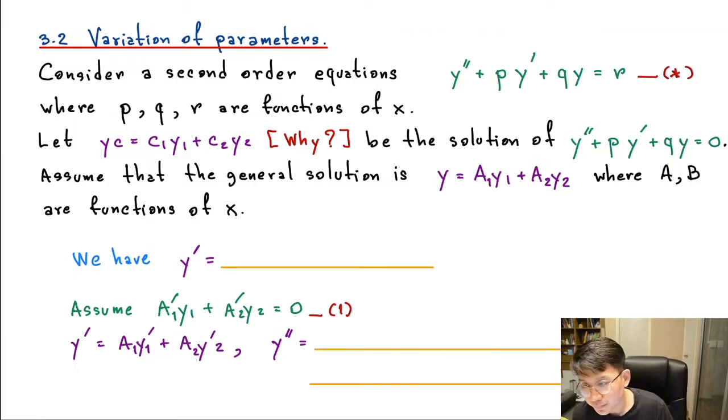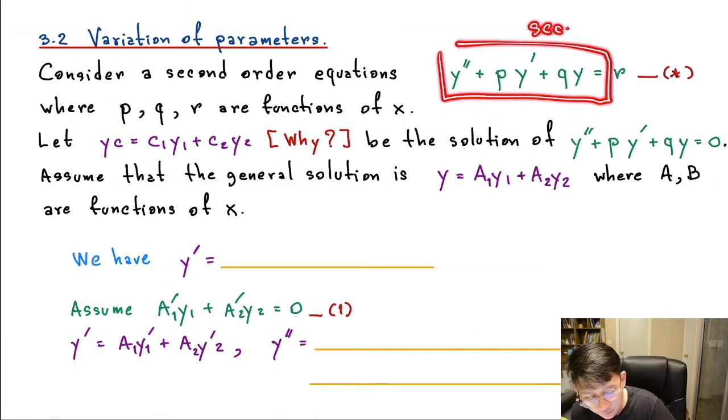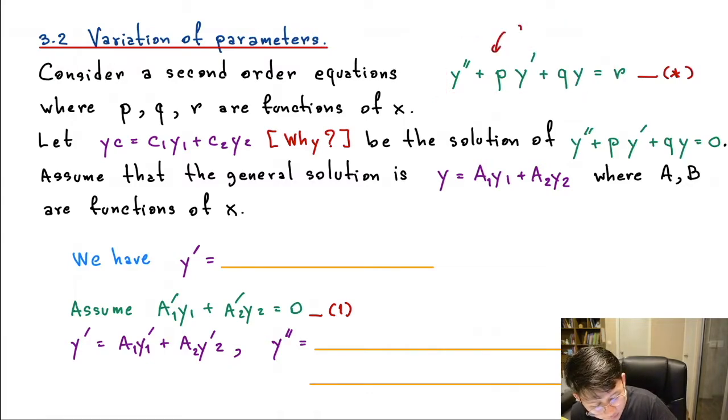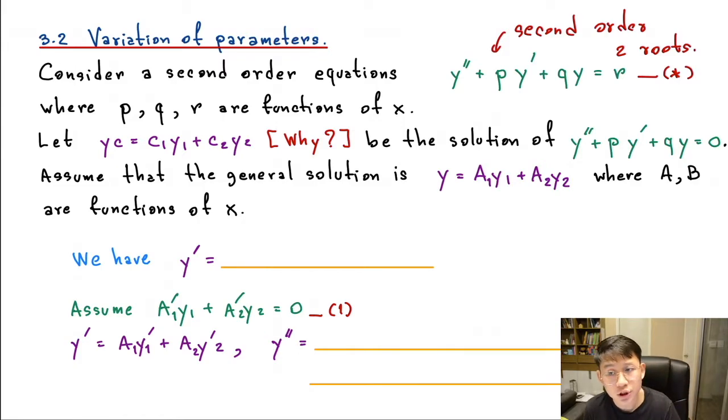So first we know that yc is c1 y1 plus c2 y2. Why? Because this is second order, which means that you have two roots. You definitely have two roots for the second order equation, which means that you definitely have y1 and y2. That's why yc can be written as c1 y1 plus c2 y2.